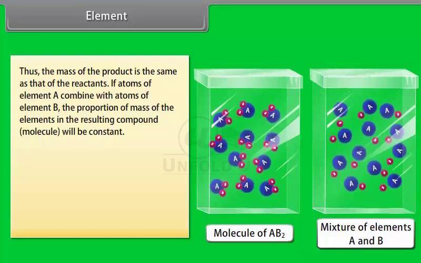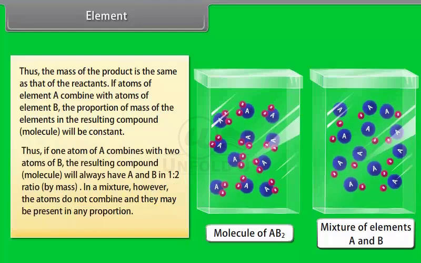If atoms of element A combine with atoms of element B, the proportion of mass of the elements in the resulting compound molecule will be constant. Thus, if one atom of A combines with two atoms of B, the resulting compound molecule will always have A and B in 1:2 ratio by mass, as shown in the figure. In a mixture, however, the atoms do not combine and they may be present in any proportion.